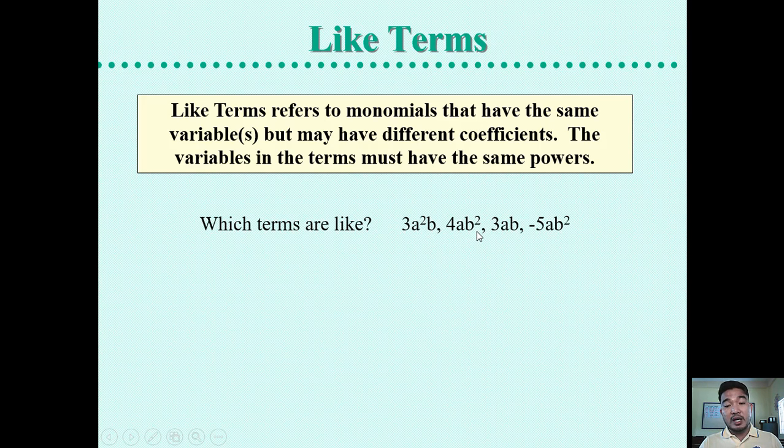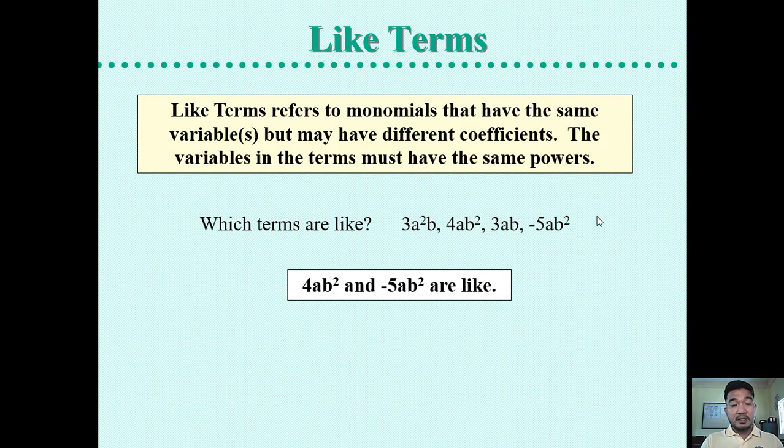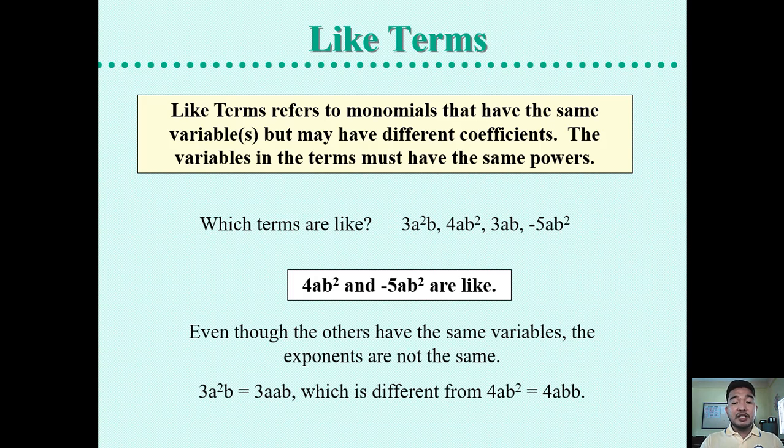How about 4ab squared? Do we have a term with a variable ab squared? Yes, that is negative 5ab squared. So 4ab squared and negative 5ab squared are like terms. Even though the others have the same variables, the exponents are not the same. So 3a squared b equals 3 times a times a times b, which is different from 4ab squared, which is equal to 4 times a times b times b. Silang dalawa hindi sila like terms kasi wala silang magkamukhang exponent ng kanilang respective variables.